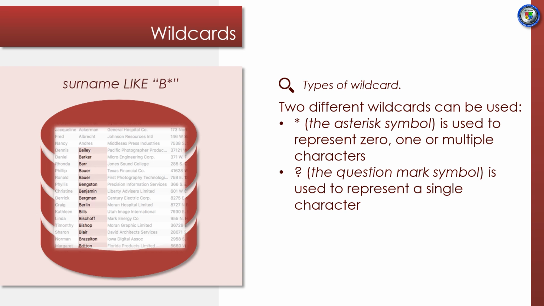There are two different wildcards that we can use. We have the asterisk symbol, which is used to represent 0, 1 or multiple characters, and we have the question mark symbol, which is used to represent a single character. In our example here we see surname like B asterisk. That means there are 0, 1 or multiple characters after the letter B. That means the surname must start with the letter B.